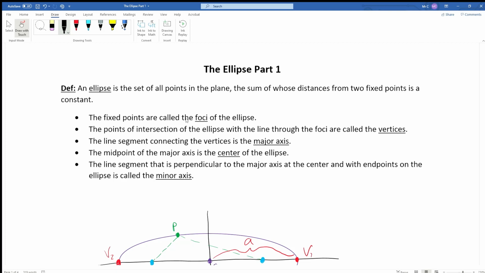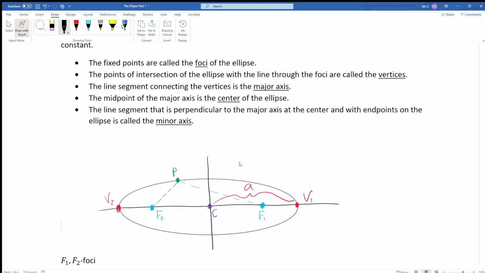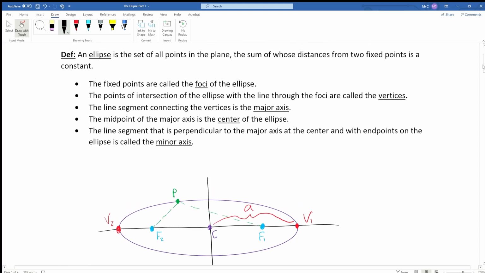So we'll look at the names of everything else in a moment, but let's just take a look at this picture. What this definition says here is that if we take a point P on this ellipse, the distance to this point F1 and F2, and sum those distances together, you will always get the same sum no matter where this point P is on the ellipse.